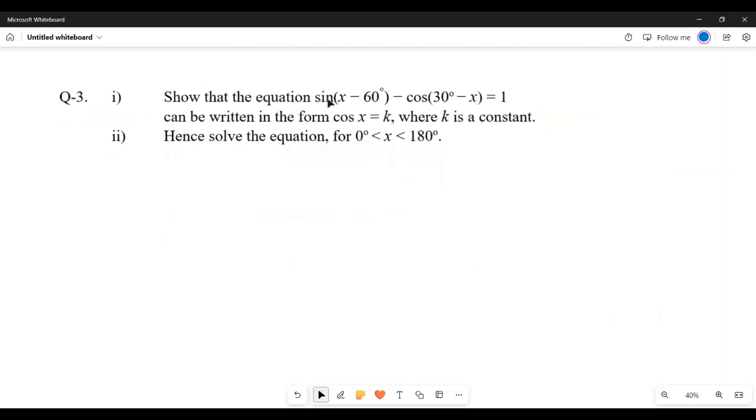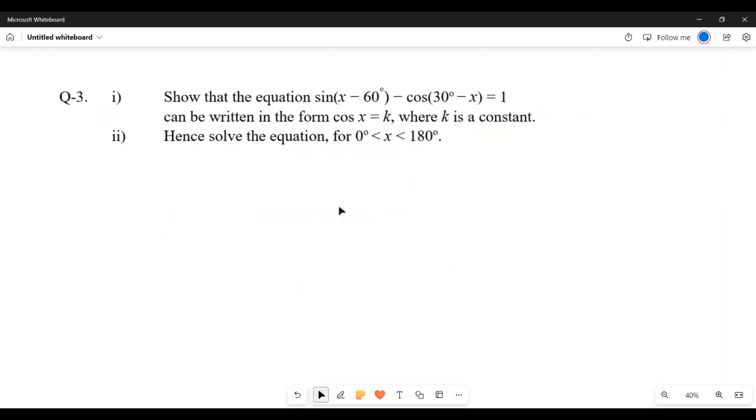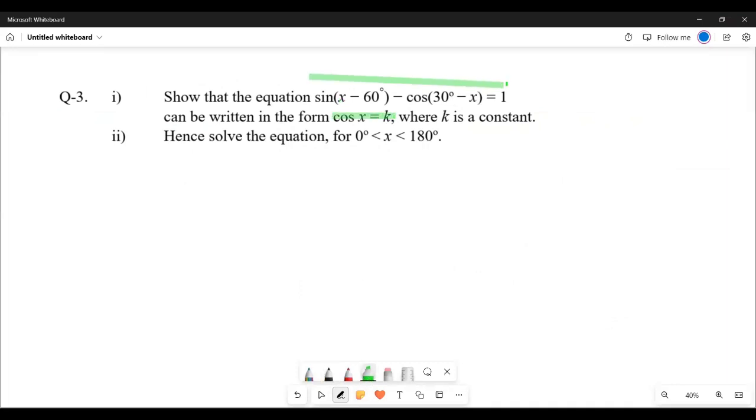Show that the equation sin(x − 60) − cos(30 − x) = 1 can be written in the form cos x = k. So basically what they're asking you to do is to expand the upper equation, and in the end you'll get something like cos x equals something. So we need to expand sin(x − 60) and cos(30 − x).